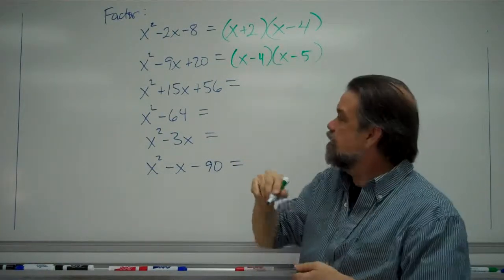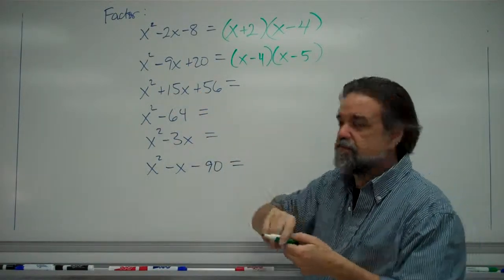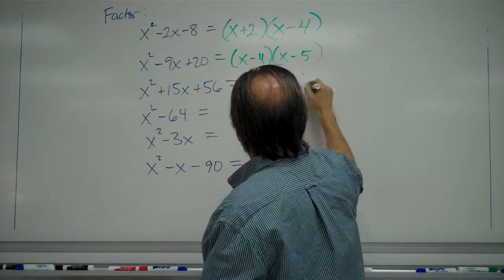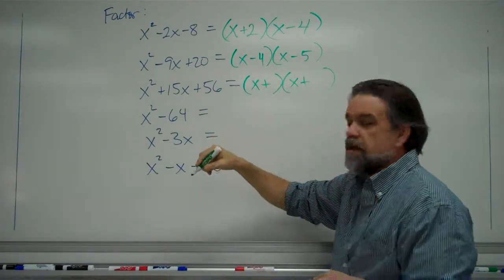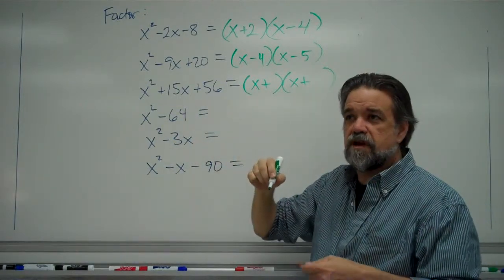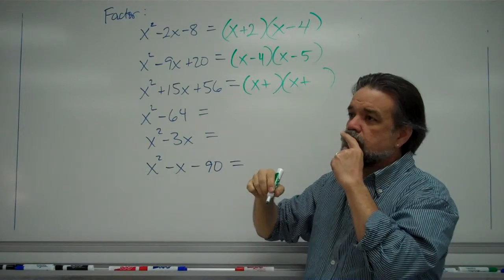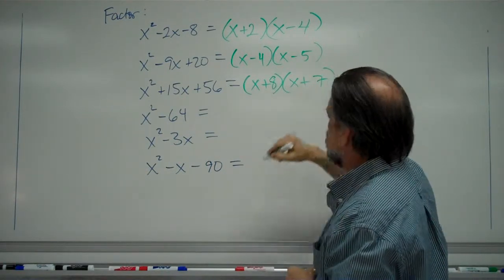Ta-da, got it. All right, next one. Well, this time it's just plus and plus. This is going to be easy. Plus, plus, and I've got two numbers that add up to 15 and multiply together to be 56. I believe that's going to be 8 and 7. Got it.